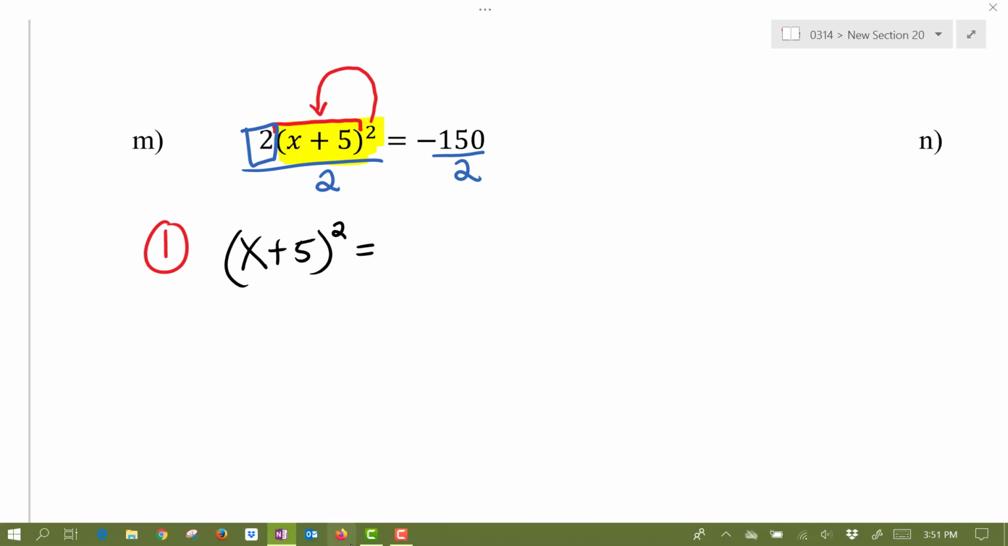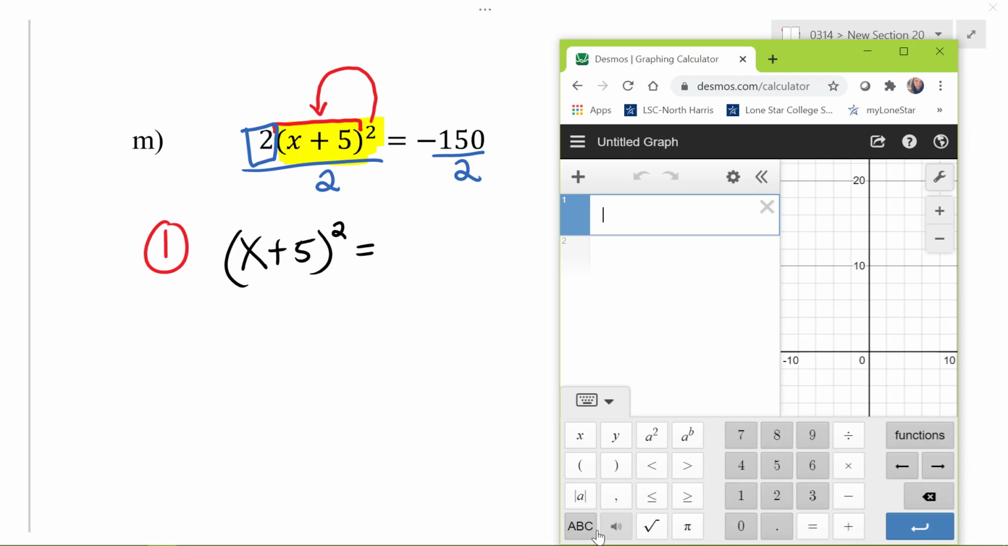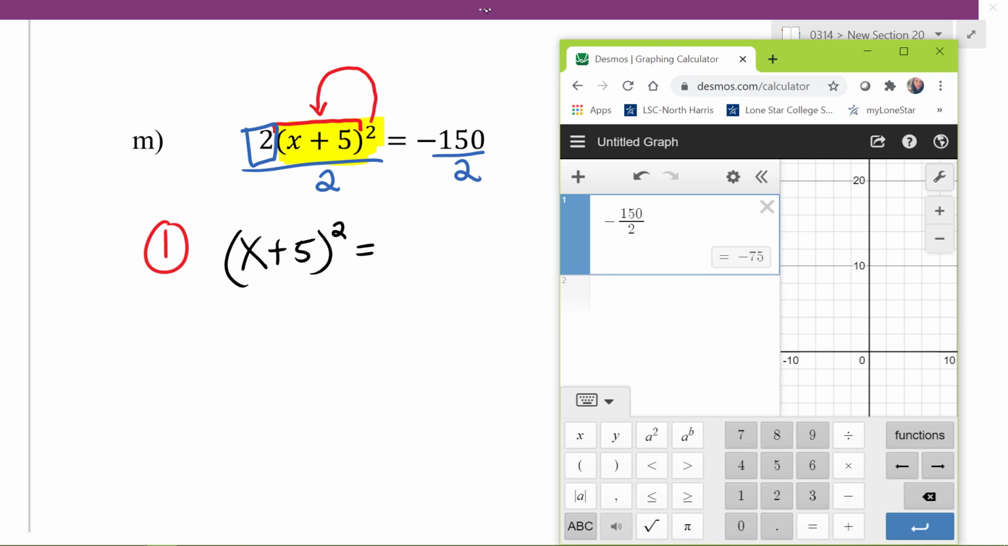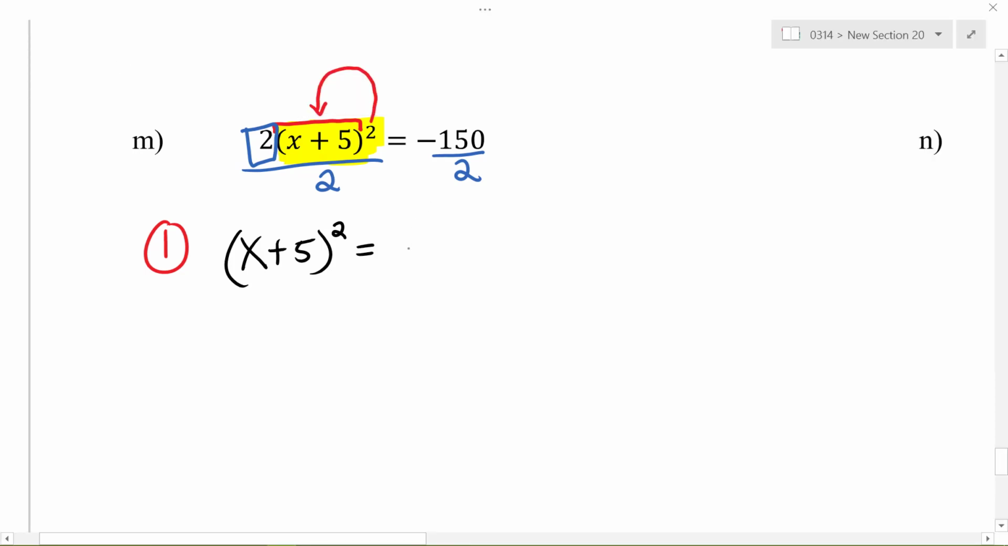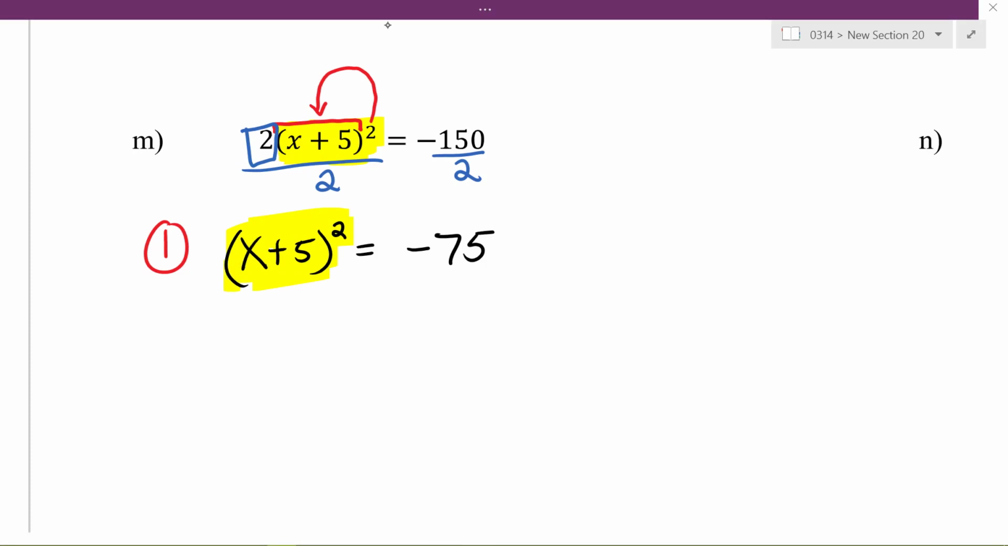If you need to, you can pull up Desmos. Negative 150, if I divide that by 2, I get negative 75. Anytime you need to use your calculator, make sure you go ahead and break that out. That's perfectly fine. Better to get it right using the calculator than to get it wrong. So that's step 1. Now we have isolated what is being squared, and it is by itself on one side.